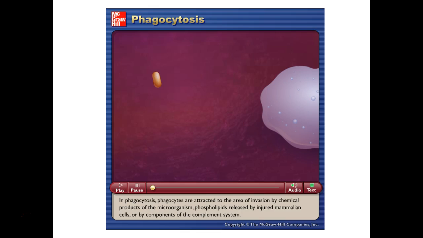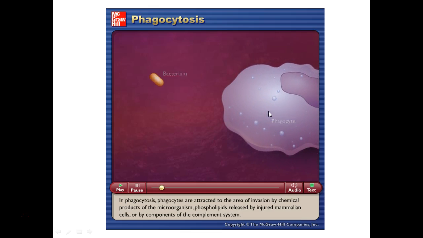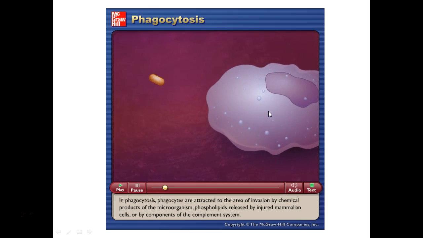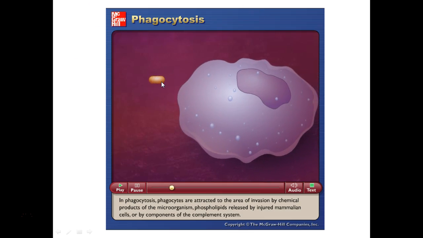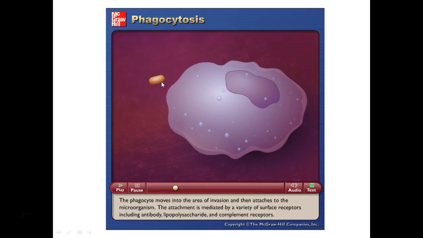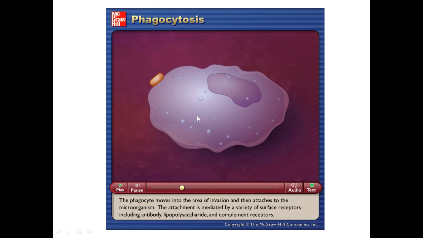So for phagocytosis, we have, for instance, a pathogen like a bacteria. You'll have a phagocytic cell, whether it be a macrophage or a neutrophil. It can sense this foreign invader by chemicals that it releases just normally. This guy can recognize it and head towards it. These cells move like amoeba.